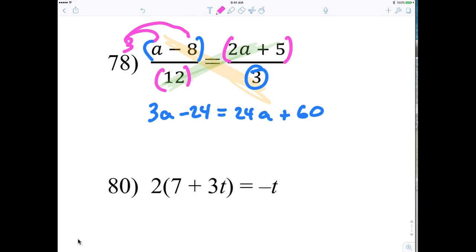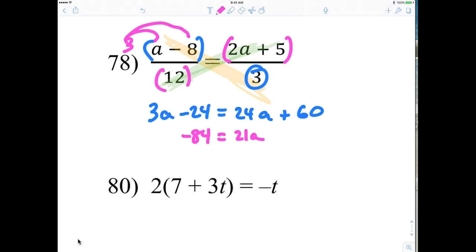Everybody happy with that? Now I'm moving the 3a to the right side, so that becomes what? 21a is equal to, subtract 60, that becomes what? Negative 84. That's okay.